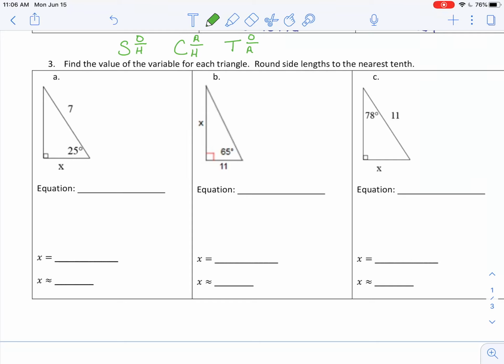So what we have here is kind of a mix of what we were just doing, and we're finally going to actually use our calculators. So we are going to find a missing side length. That's the whole point of, well, half the point of using trigonometry. In each of these pictures, there's a right triangle, and there's a side labeled x that we don't know.